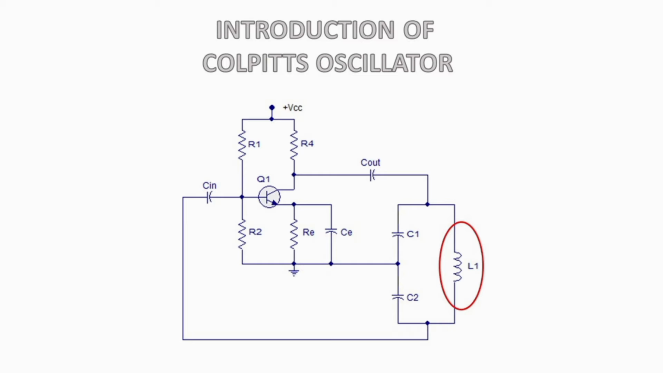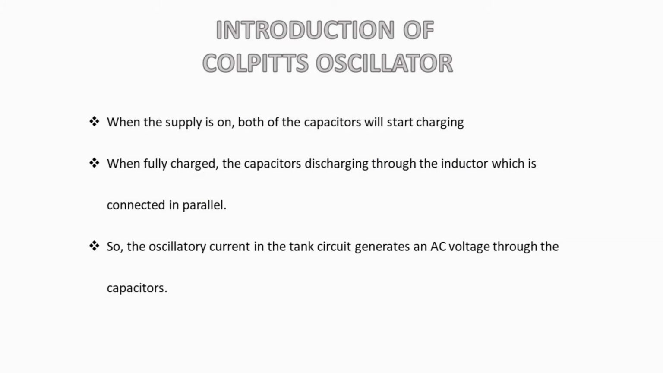Next, for the Colpitts oscillator, the resonance circuit consists of two capacitors and one inductor. The inductor is connected in parallel with the series of the capacitors. Moving on to the circuit's working, when the supply is on, both of the capacitors will start charging. When fully charged, the capacitors discharge through the inductor which is connected in parallel.